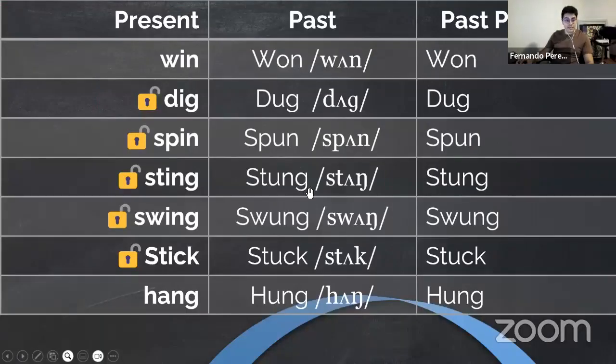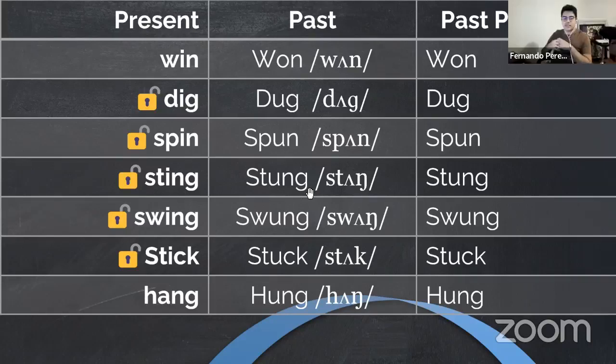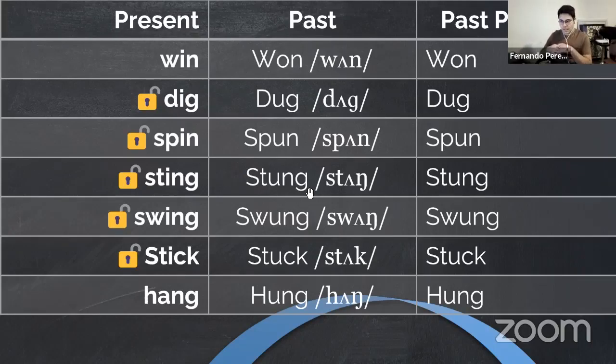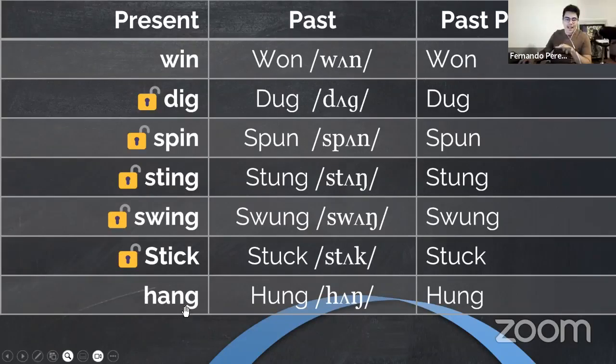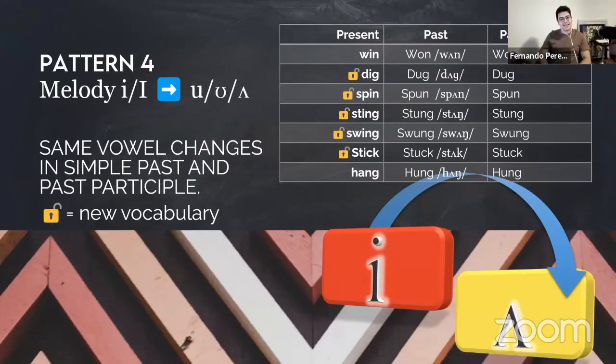Here the G doesn't sound; it merges with the N and becomes "stung." Everybody: sting, stung. Swing, swung. Sting, stung, stang. Stick, stuck. And finally, hang, hung. Hang, hung. That's English. Finally eliminated. Horrible, you know?